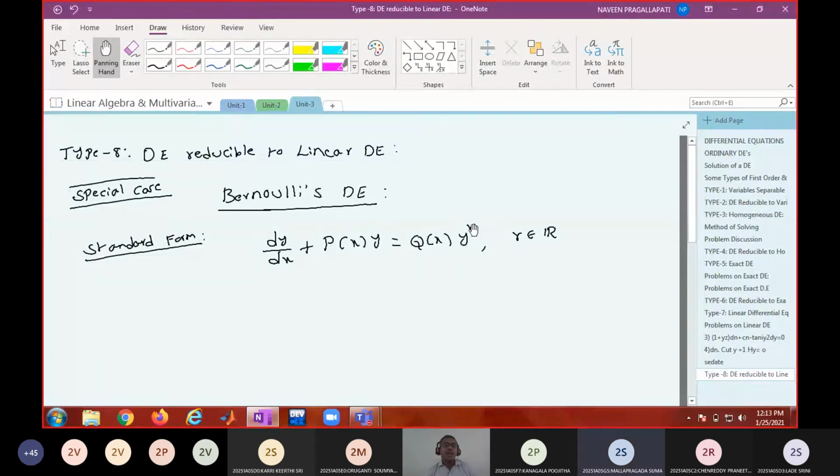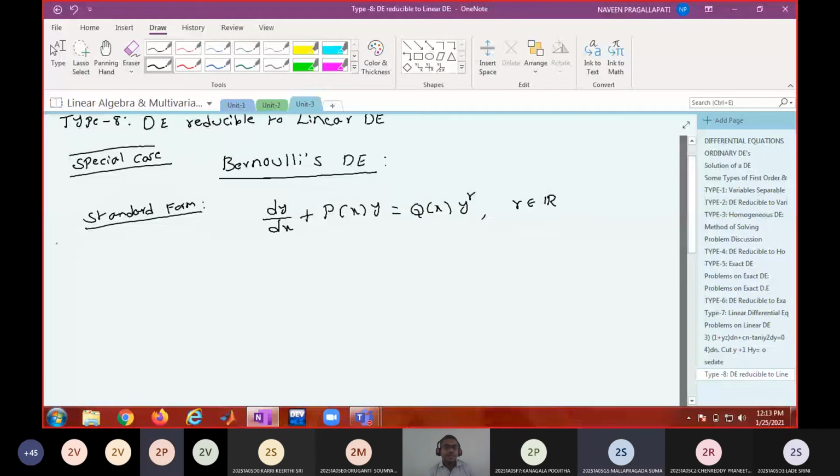For what values of r does this become linear? For r equal to 0, y power 0 is 1, then that becomes a linear differential equation. Now, only for r equal to 0 is it linear, or for any other value of r is it also linear? If r equal to 0, you will get dy by dx plus p of x into y equal to q of x, linear.